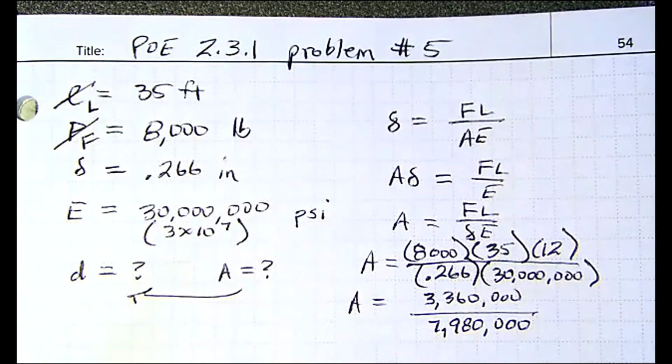Okay, I don't know if you could hear her. She said 7,980,000. Hey Siri, what is 3,360,000 divided by 7,980,000?